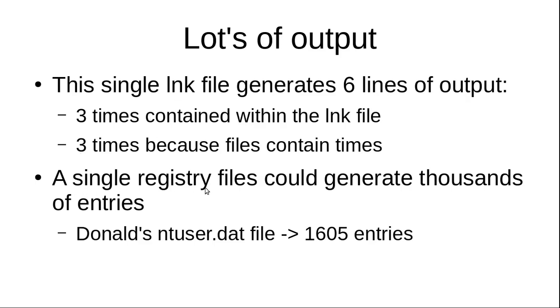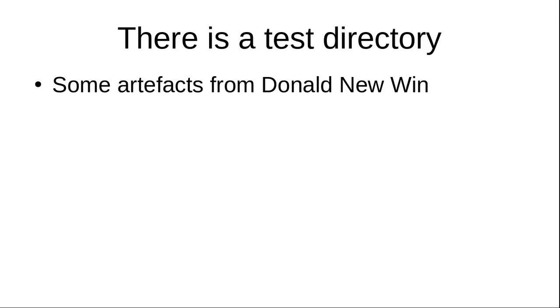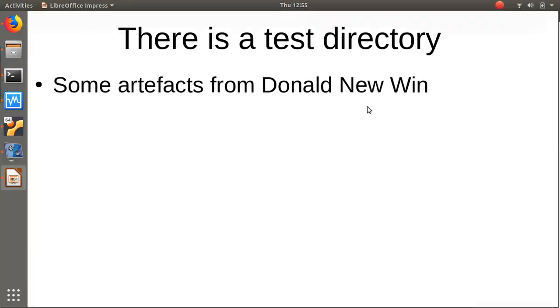A registry file can generate thousands of entries. For example, Donald's NTuser, that file generated 1,600 entries. Okay, so it goes to the registry file and it finds all relevant dates. It sees the time associated with it. So if you know a time, you can see what happens at that time. Okay, so there's a little test directory, so I'm just going to run that.